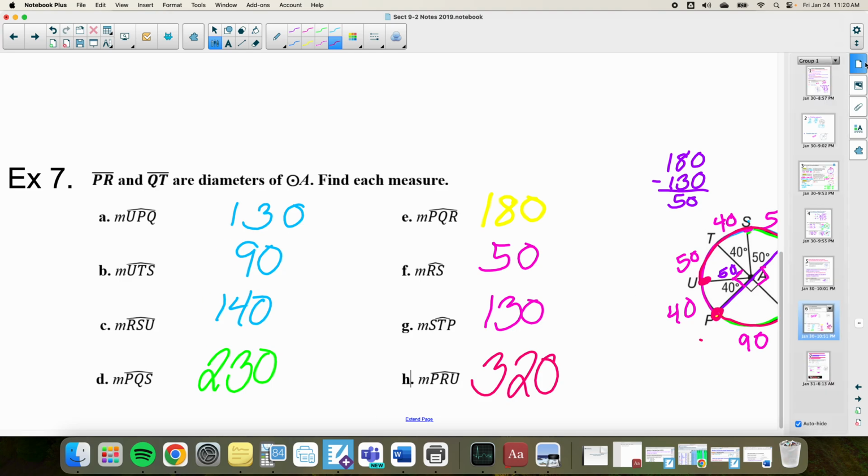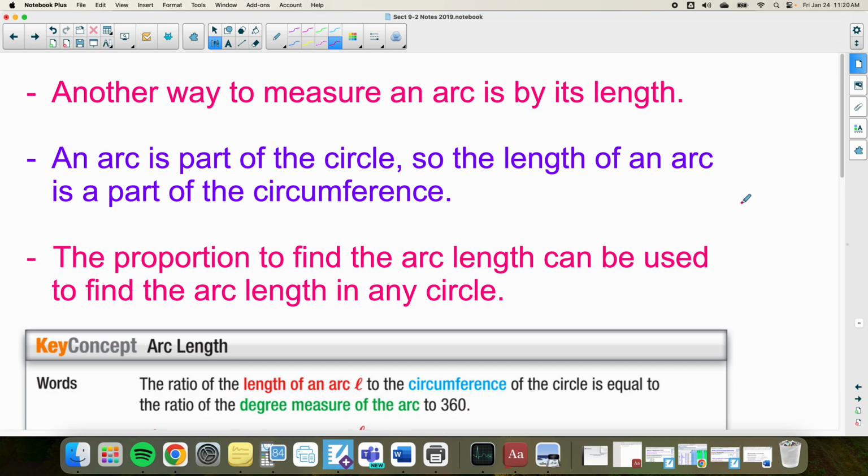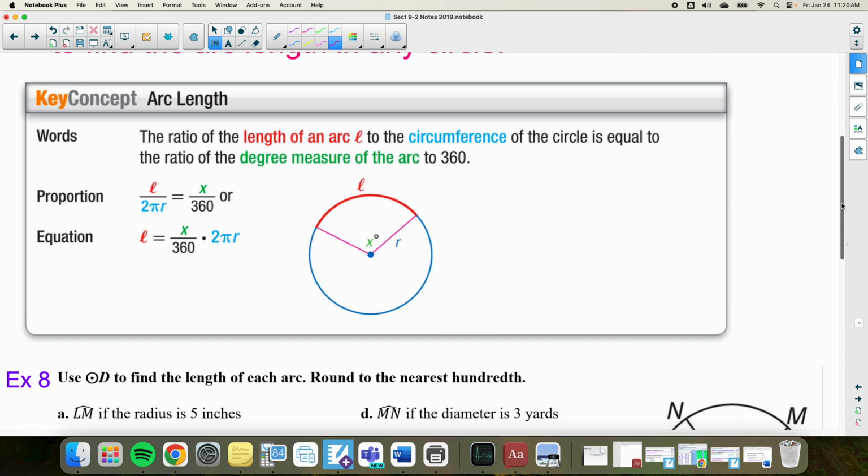Last page. So what we have talked about so far is the measure of the arc, okay, that's in degrees. What this is asking for is the length of the arc. So the first way that is easier is measure, and it's in degrees. For length of an arc, we use this formula. Did I give you guys a new cheat sheet? Yes, okay. So this formula would be on there, okay?